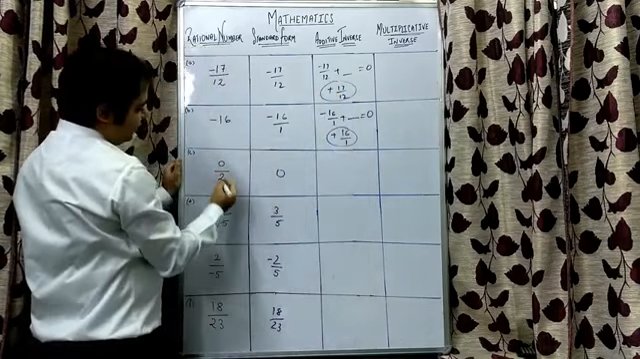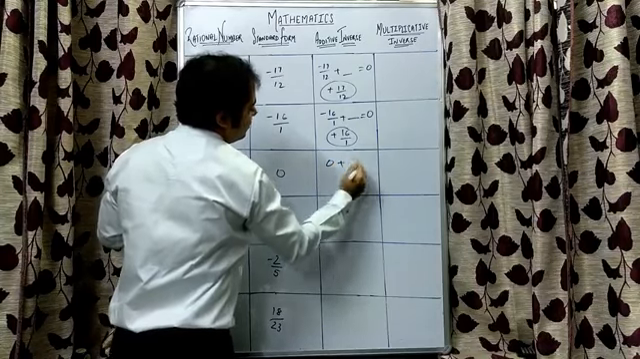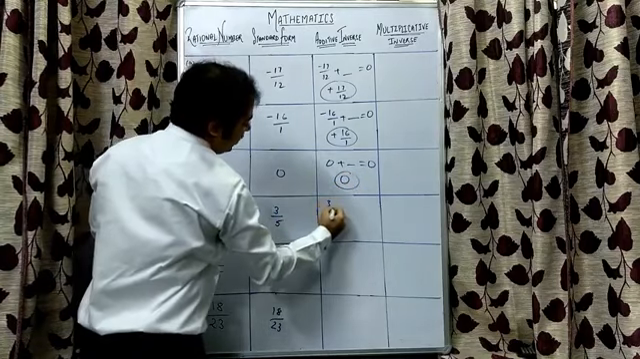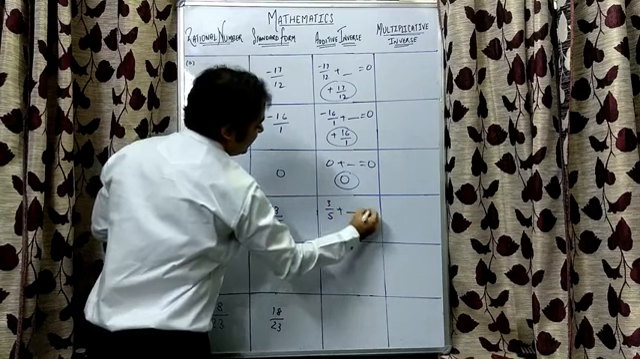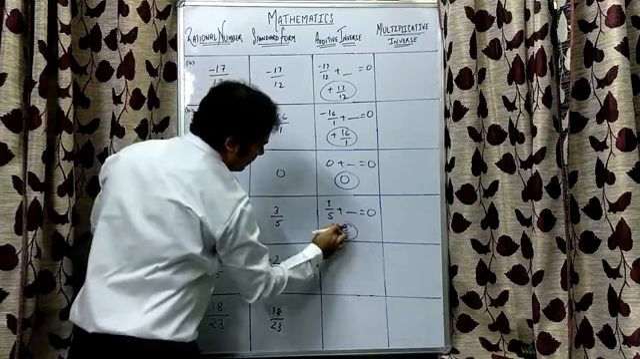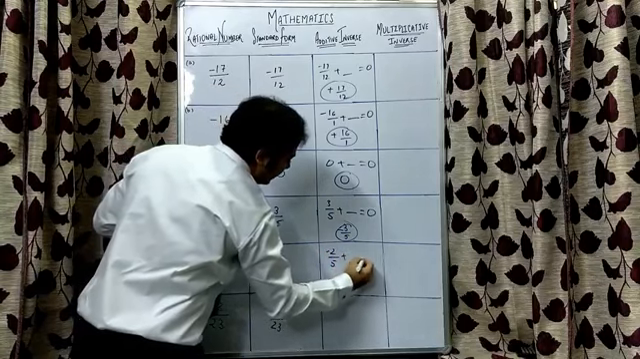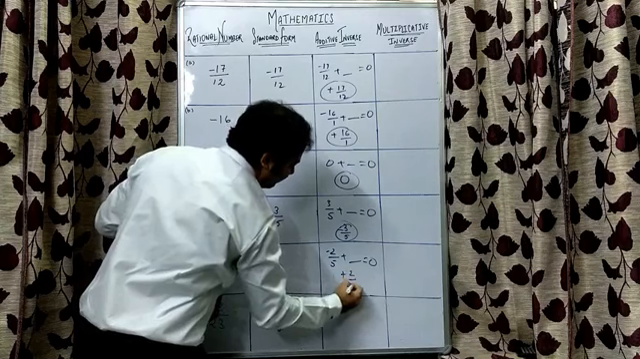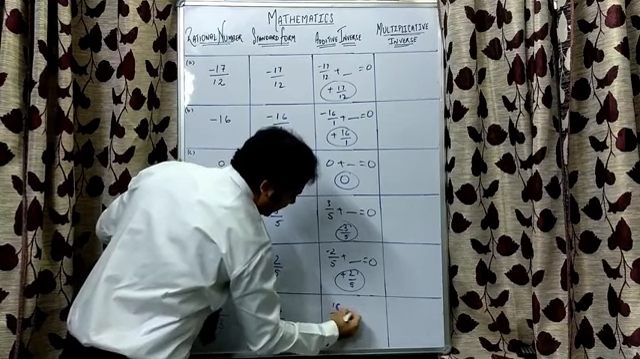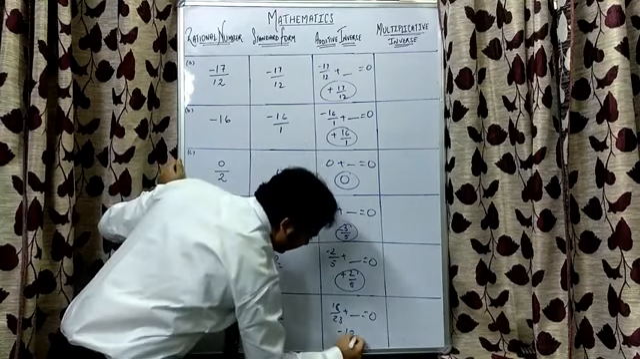Right? Now 0 by 2 or 0, what I should add in 0 to get 0? Answer will be 0 itself. Now 3 by 5, what I should add to 3 by 5 to get 0? Answer will be minus 3 by 5. Right? Now minus 2 by 5, what I should add to minus 2 by 5 to get 0? Answer is plus 2 by 5. Now 18 by 23, what I should add to 18 by 23 to get 0? Answer is minus 18 by 23.